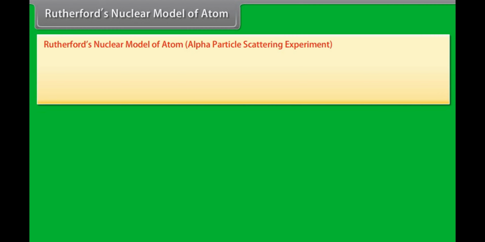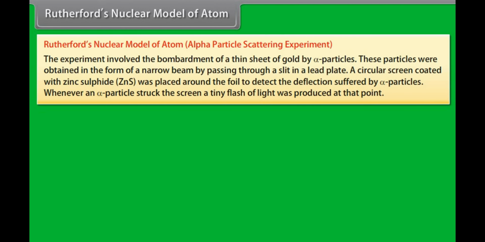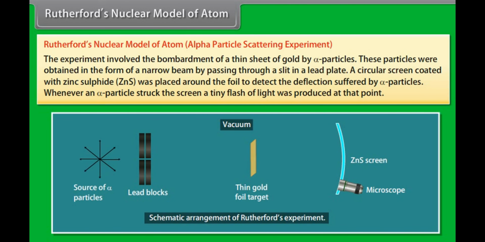Alpha particle scattering experiment. The experiment involved the bombardment of a thin sheet of gold by alpha particles. These particles were obtained in the form of a narrow beam by passing through a slit in a lead plate. A circular screen coated with zinc sulfide, ZnS, was placed around the foil to detect the deflection suffered by alpha particles. Whenever an alpha particle struck the screen, a tiny flash of light was produced at that point.